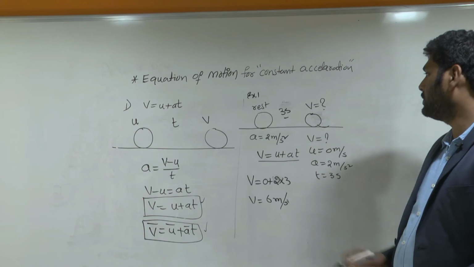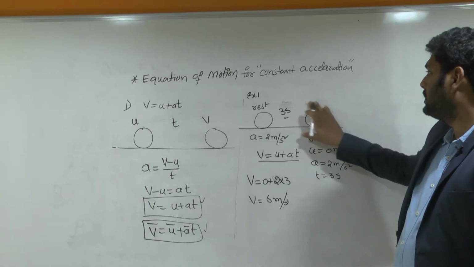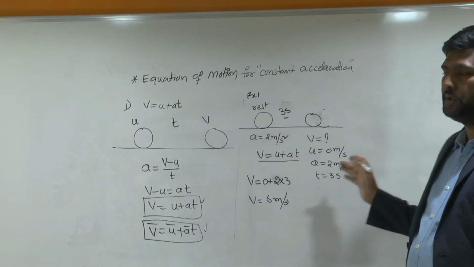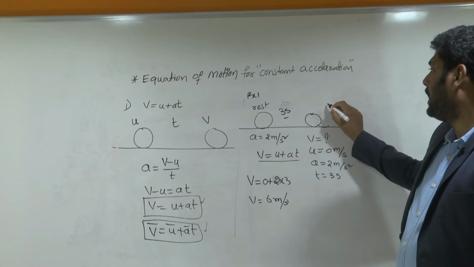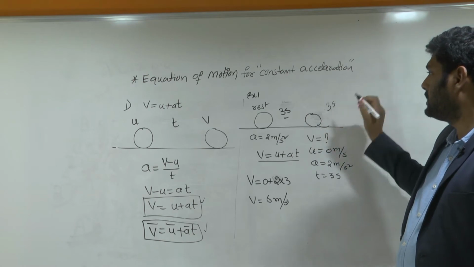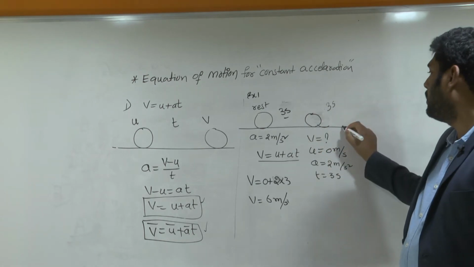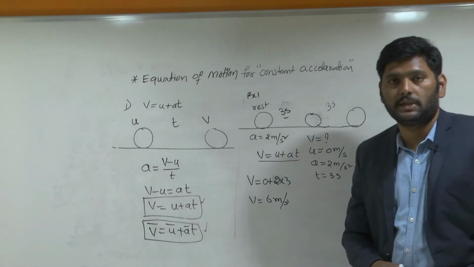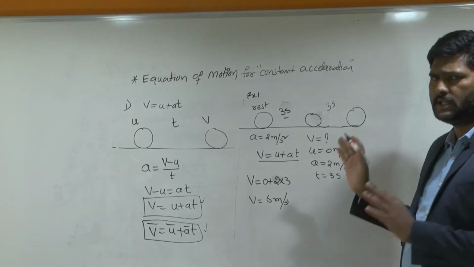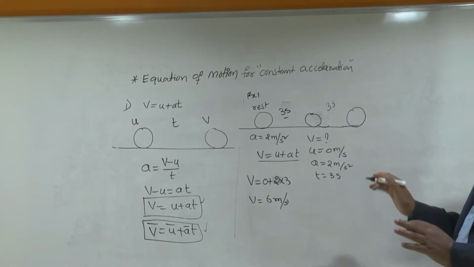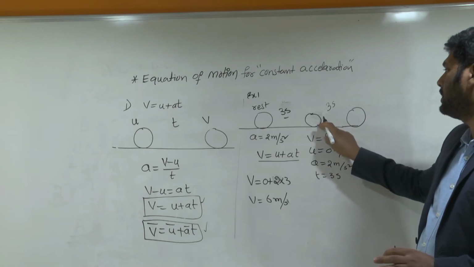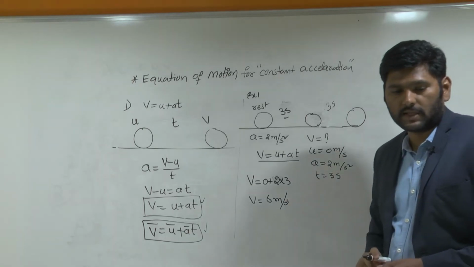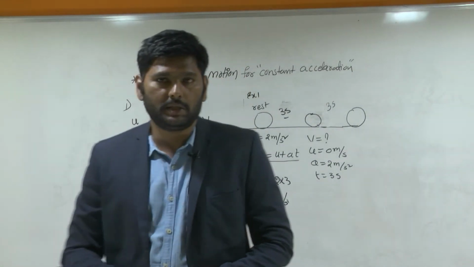After that, now the question is, still the object is moving continuously. But my question here is, after the next 3 seconds, what is its velocity? With the same data, after the next 3 seconds, what is the velocity of the object? Can you tell me?